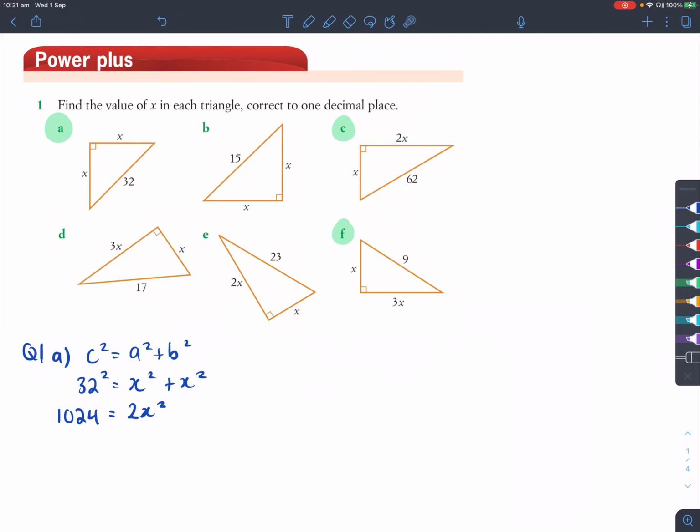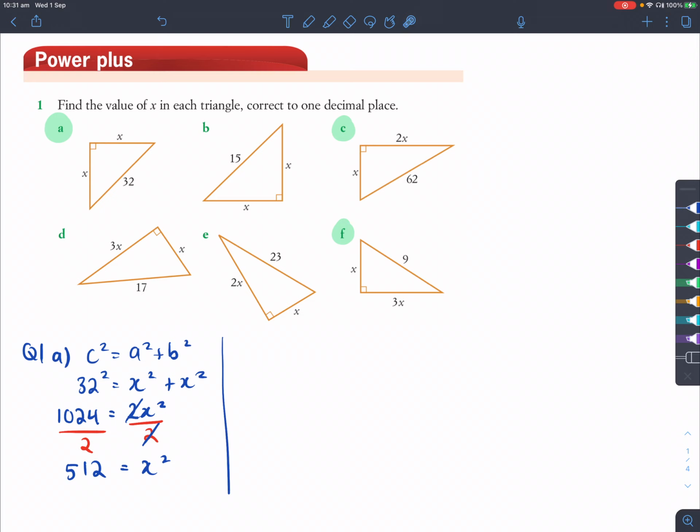Now that we have that, we're going to solve for x squared. To solve for a quadratic like this, we should get rid of that 2 first, so we're going to divide both sides by 2. On this side, 1024 divided by 2 gives me 512, and on the other side 2 divided by 2 is 1. So I'll get x squared equals 512.